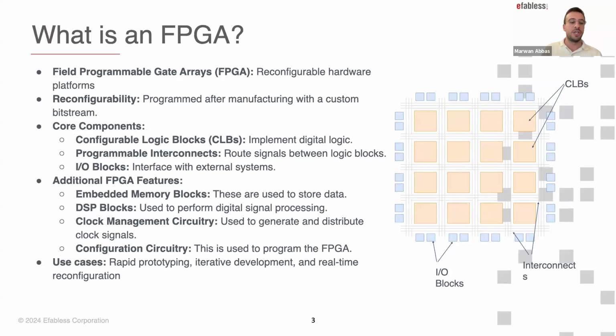Beyond that, FPGAs also have additional features like embedded memories, DSP blocks for signal processing, clock management, and configuration circuitry. Because FPGAs are reprogrammable, they're perfect for rapid prototyping, iterative development, and real-time reconfiguration. So if you're in an early stage of the design and you need flexibility, it's a fantastic starting point. But what happens when you need something more optimized?